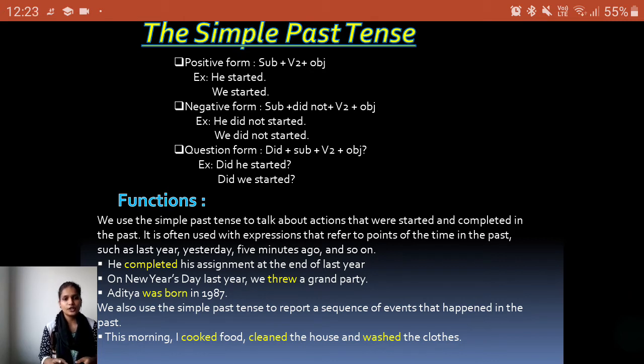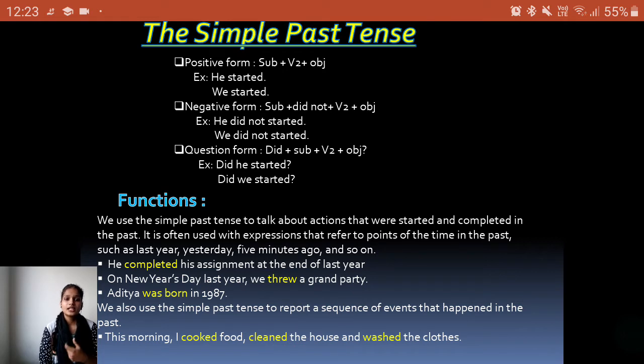Also we normally use phrases like last year, yesterday, 5 minutes ago in this. Like, he completed his assignment at the end of last year. So here he completed his assignment. The action is done in the past only, completed in the past only.